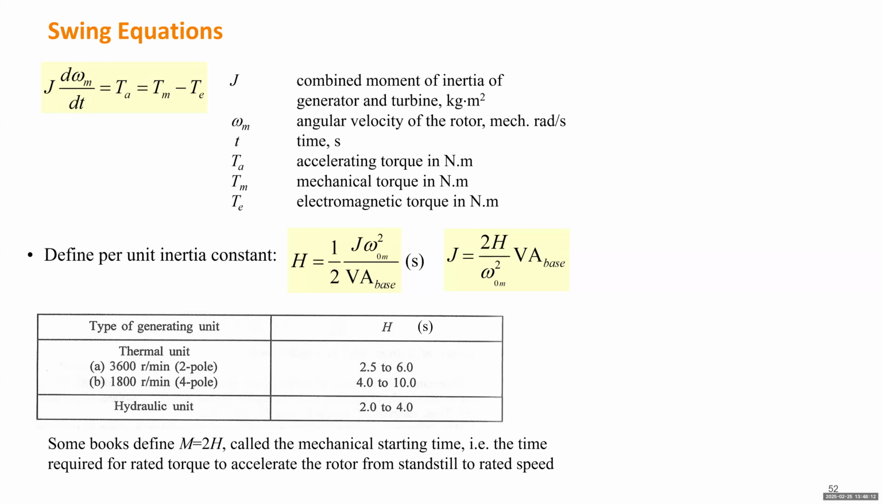You can easily explain why this is 2H, because H is defined from the total kinetic energy. Kinetic energy is half of the moment of inertia multiplied by the speed squared. That's energy revolving at the synchronous speed, divided by the nominal power. That's the H factor. But if you start the unit from 0 speed to the synchronous speed, it will take double the time. Why? Because the speed does not suddenly appear when you turn on the unit. It will increase linearly from 0 to that value. So the time will be double.